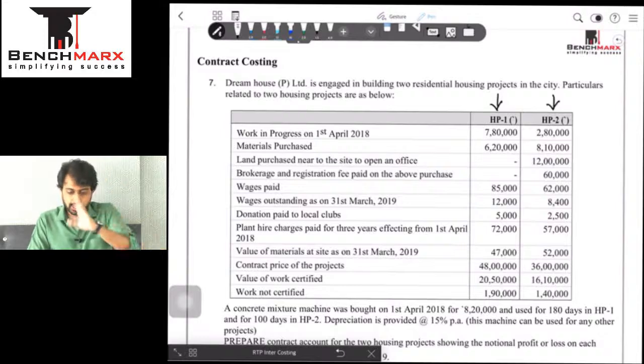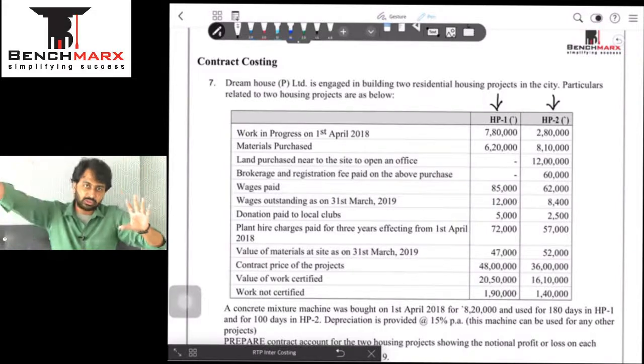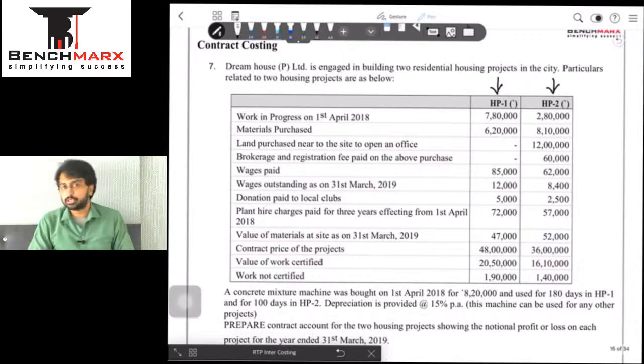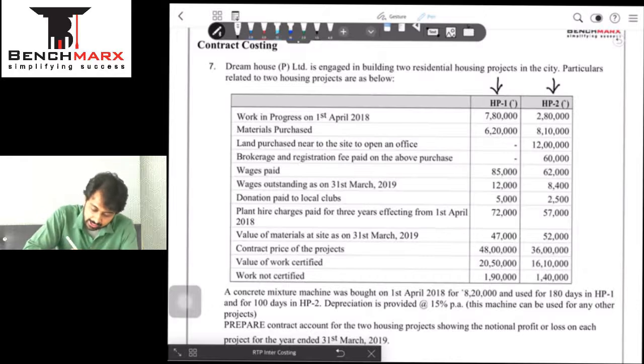So don't prepare the contract account for HP1 separately and HP2 separately. Details are given to us. It is just a question of inputting numbers and getting notional profits. Work in progress opening is 7,80,000 and 2,80,000. This is the opening WIP given to us.